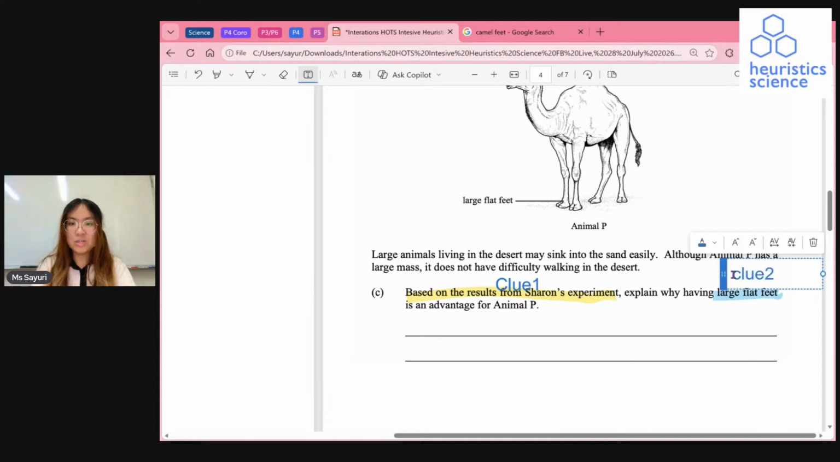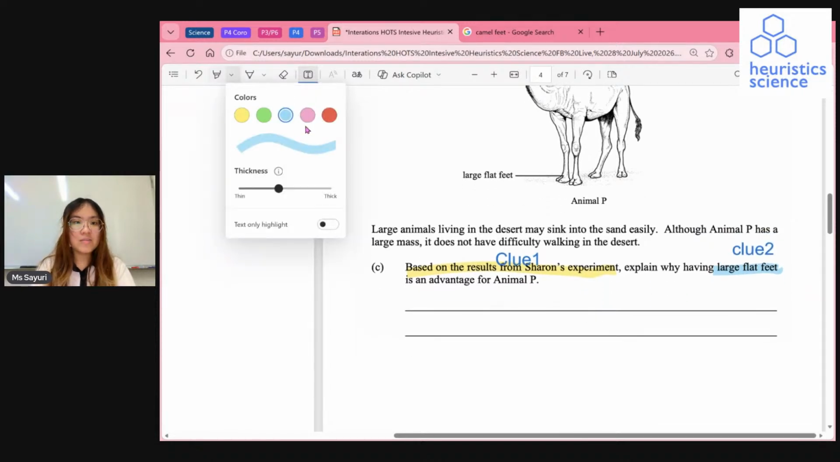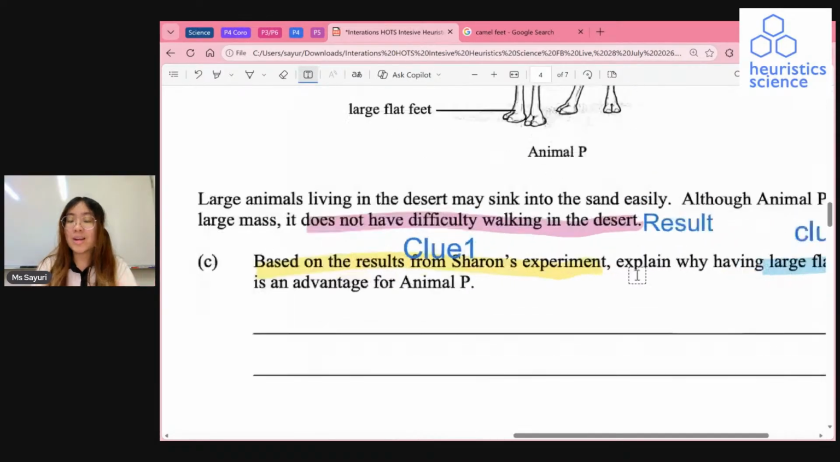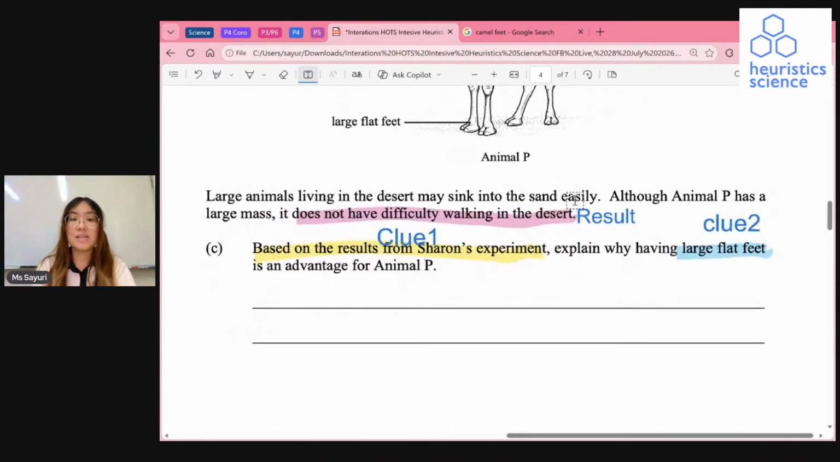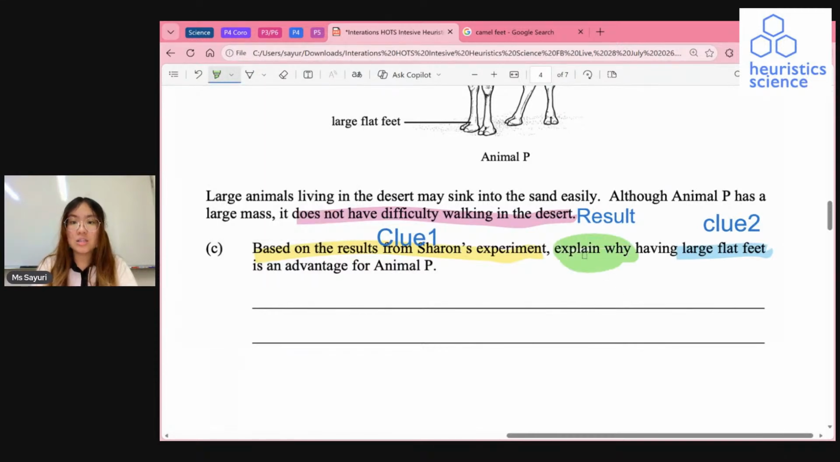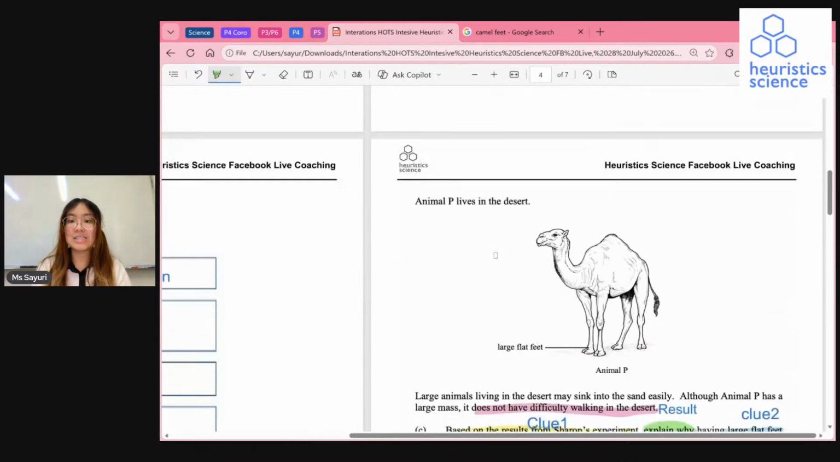Clue number 2. Actually, they already gave you the advantage, but I'll expand it further later on. So this camel does not have any difficulty walking. Now, the danger is students just write, oh, because it's flat feet, so you won't sink, so if you won't sink, then it's not difficult to walk. Like this, you are not answering the science of it. If they already wrote it here, it cannot be part of your answer. Can you see that? For the advantage here, you need to tell me the science behind it.